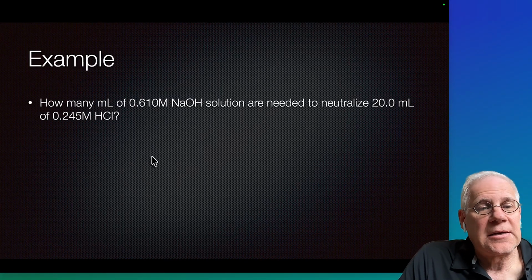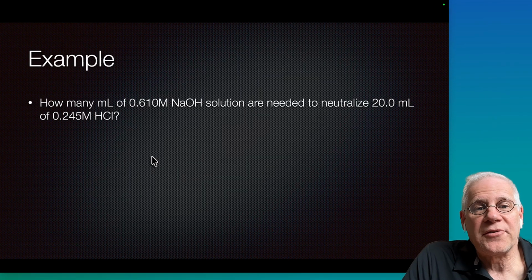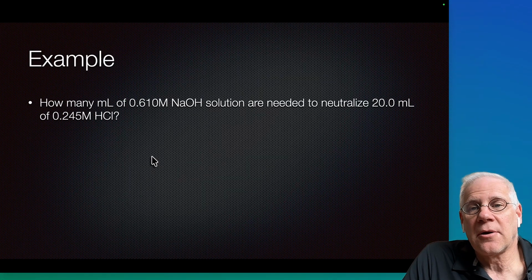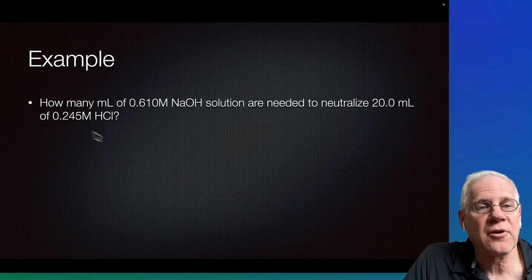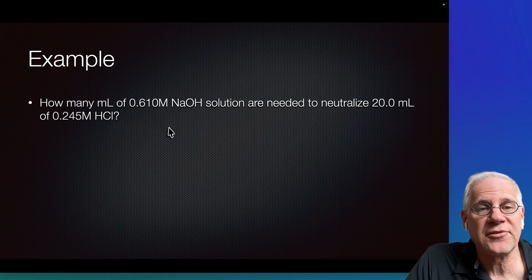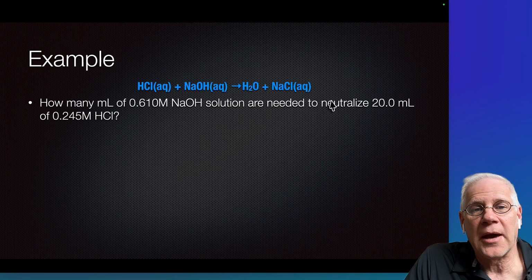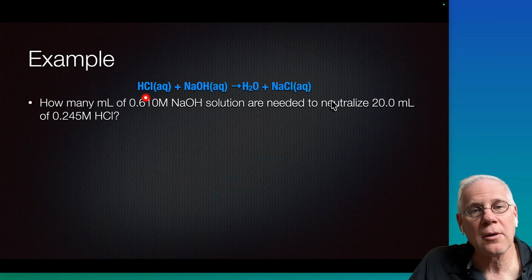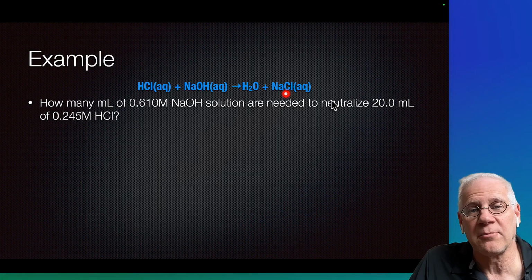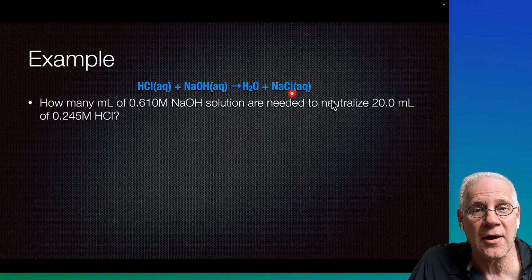So if we take a look at a problem here, how many milliliters of 0.61 molar sodium hydroxide are needed to neutralize 20 milliliters of 0.245 molar HCl? We can look at our reaction here. We've got HCl plus NaOH. The H and the OH are going to react and give us H2O, and we're going to have NaCl aqueous left. So remember that aqueous tells us we're going to have sodium ions and chloride ions. They're not actually going to be bonded together in an ionic compound because sodium chloride is fully soluble. So we're going to have sodium ions and chloride ions in there.